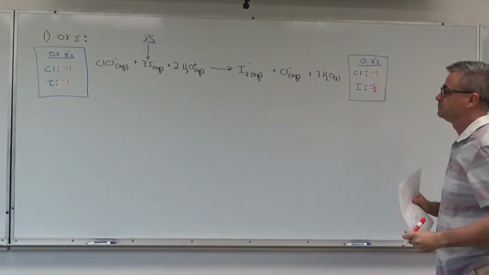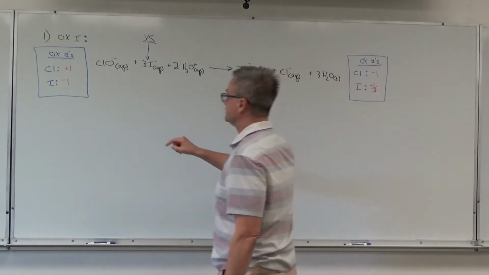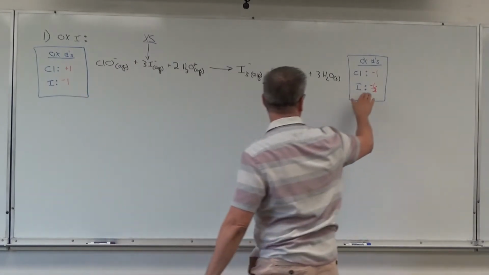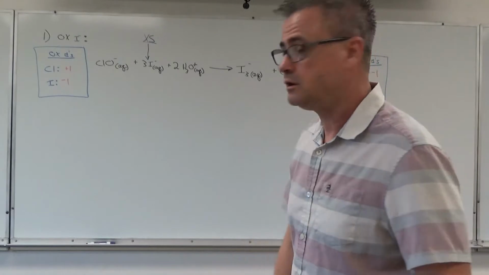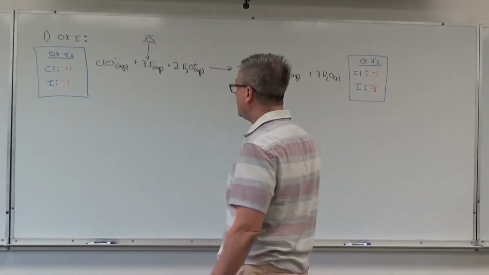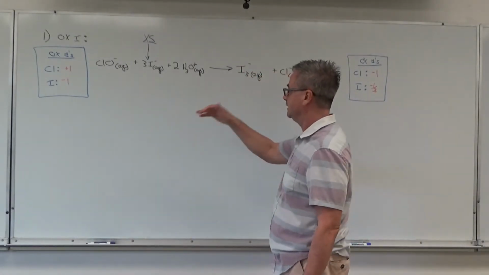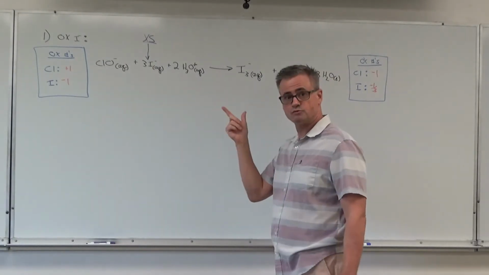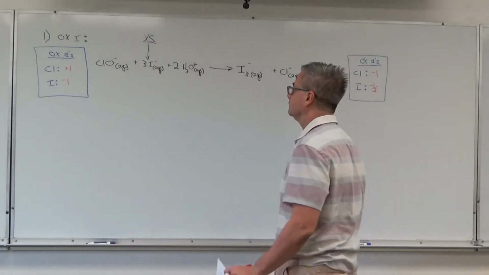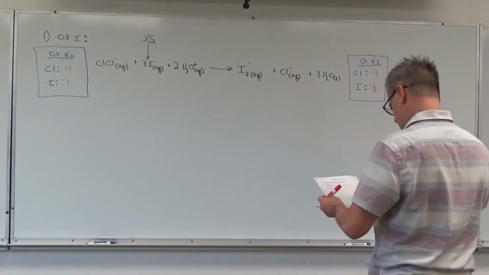If it's gone from -1 to -1/3, that has become a little bit more positive, and so it was oxidized. Iodide was oxidized because its number became more positive. Chlorine was reduced because its number became more negative. Okay, perfect.